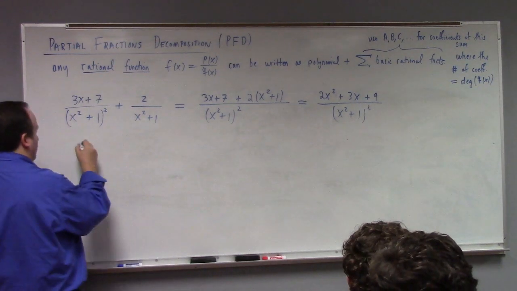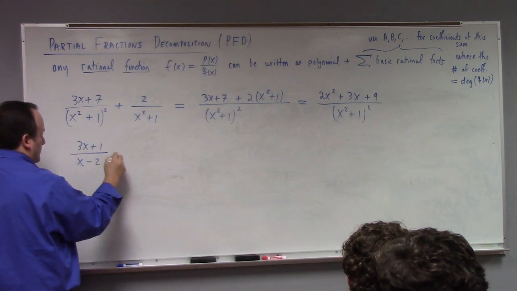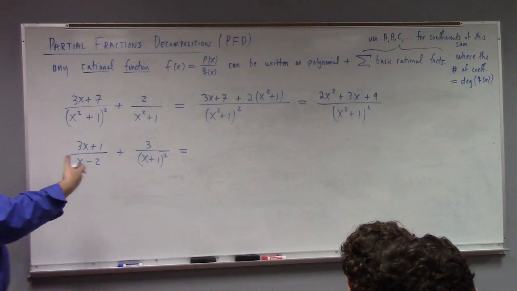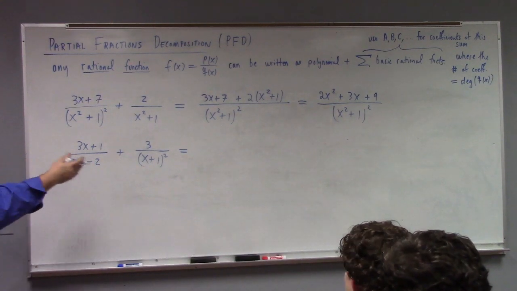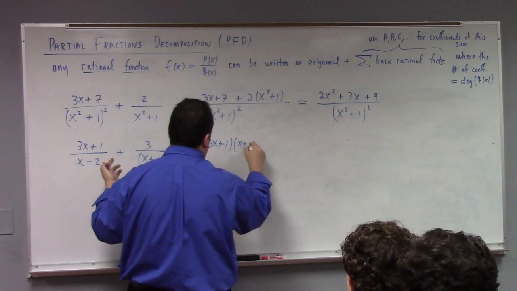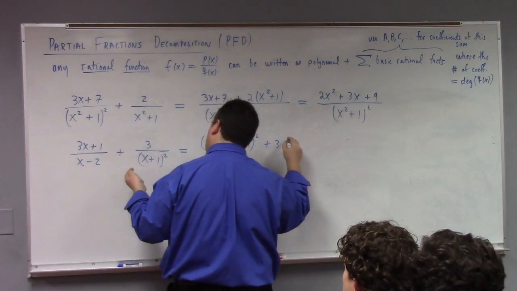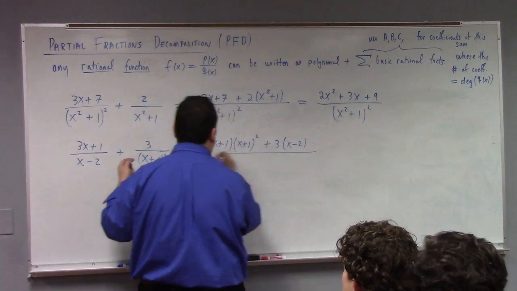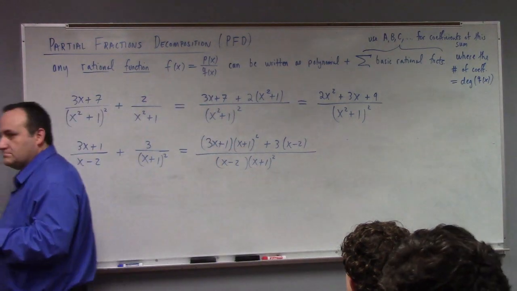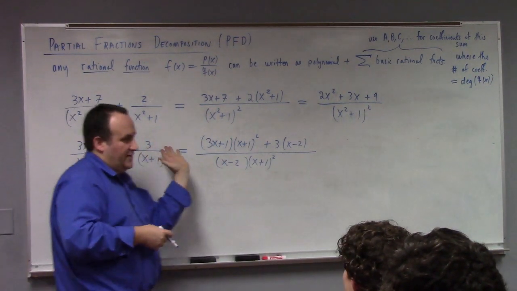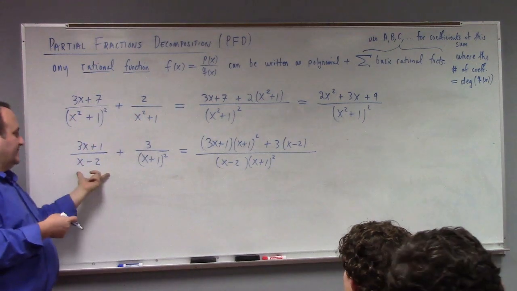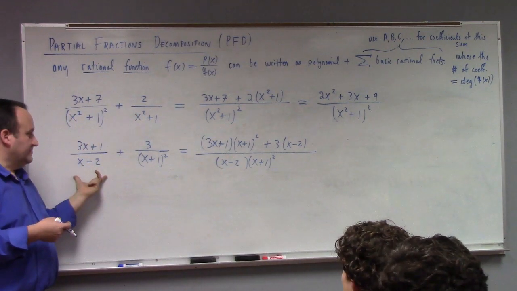Or we could try another one, like 3x plus 1 over x minus 2 plus 3 over x plus 1 squared. When you combine those, what happens? When you add, you make a common denominator, you get 3x plus 1 times x plus 1 squared plus 3 times x minus 2, divided by x minus 2 times x plus 1 quantity squared. Of course I could multiply this out, right? But the point is, if you have a denominator like this, it stands to reason that you can rewrite it as a sum of things like that, right?